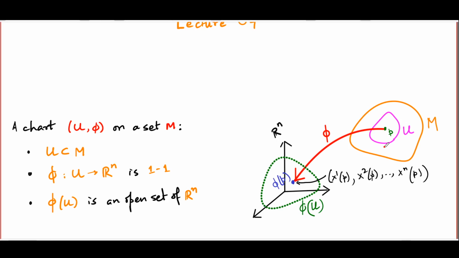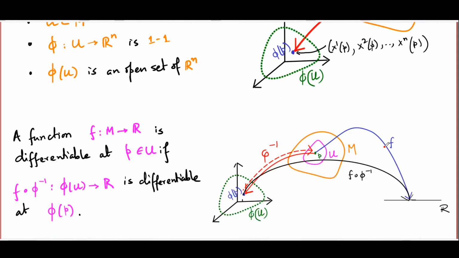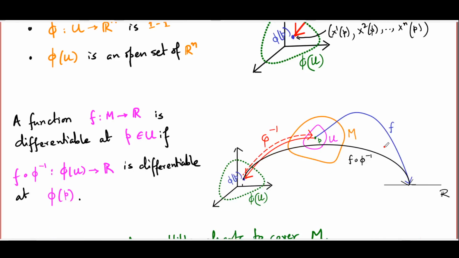Now, the reason why a chart is at all useful is that it helps us to make a piece of an arbitrary set look like R^n, and in particular, it allows us to be able to differentiate functions on the set M. The function f from M to R will be called differentiable at a point P in U if the following holds.